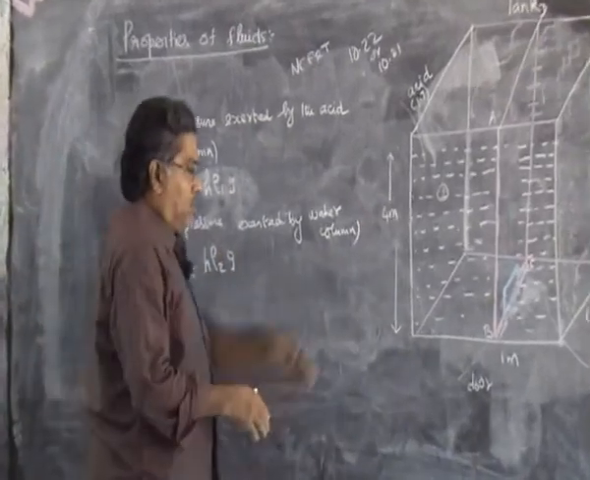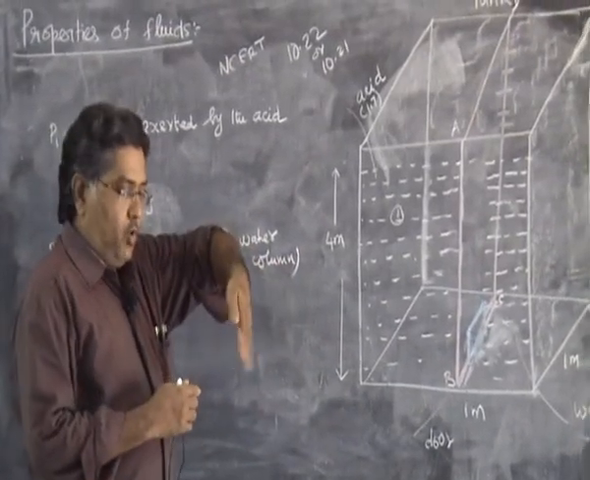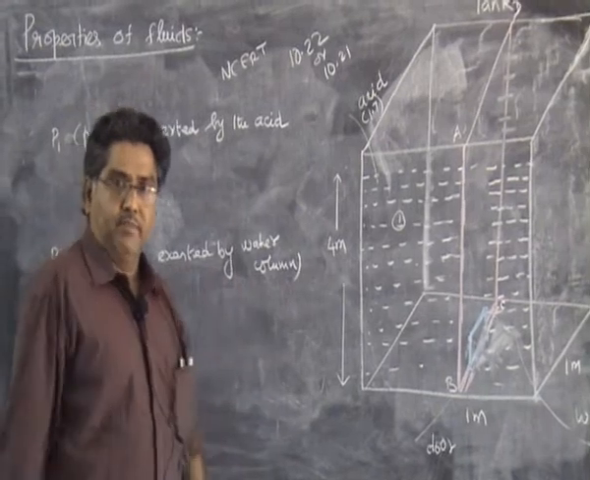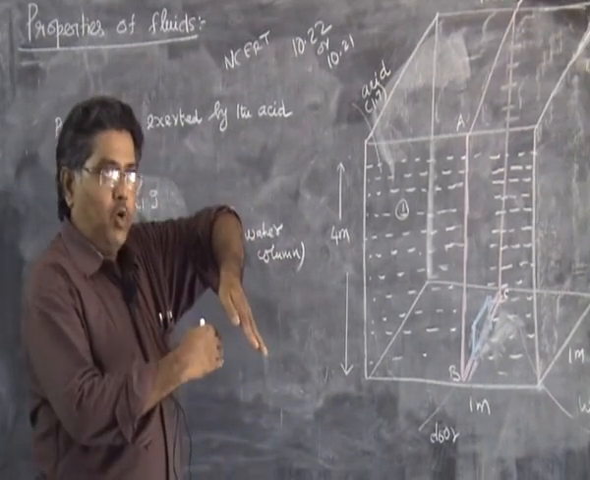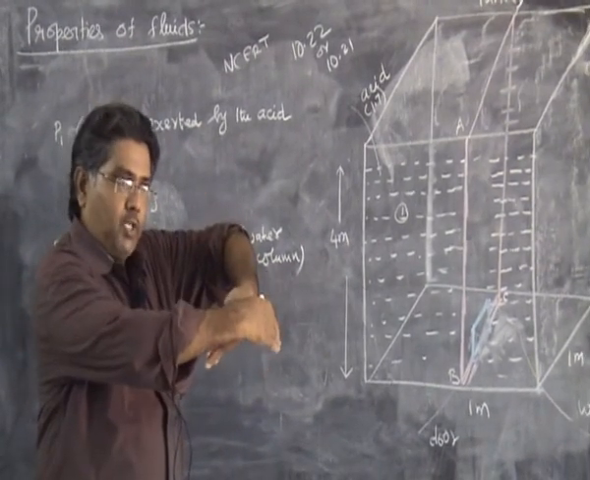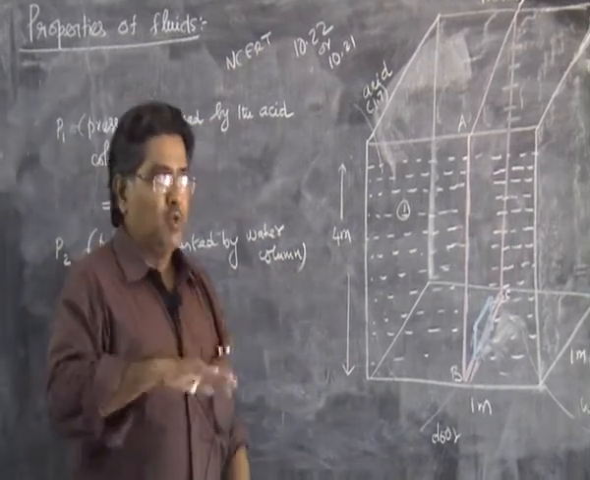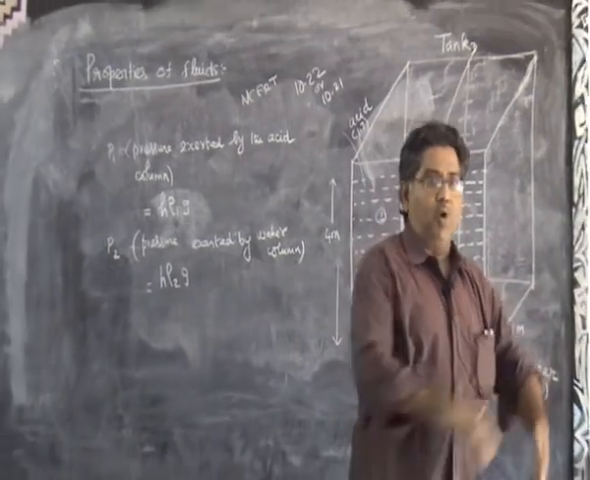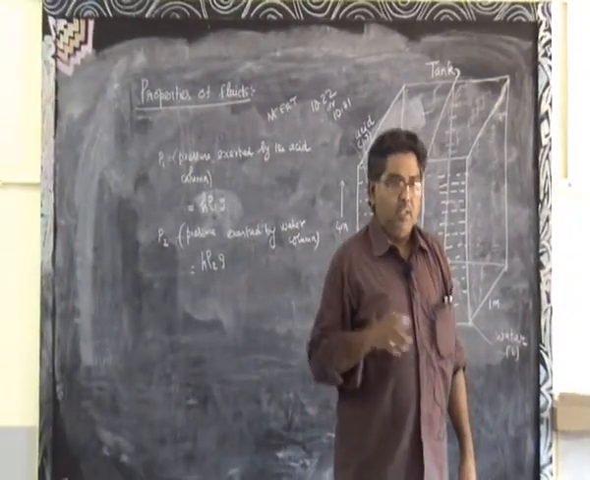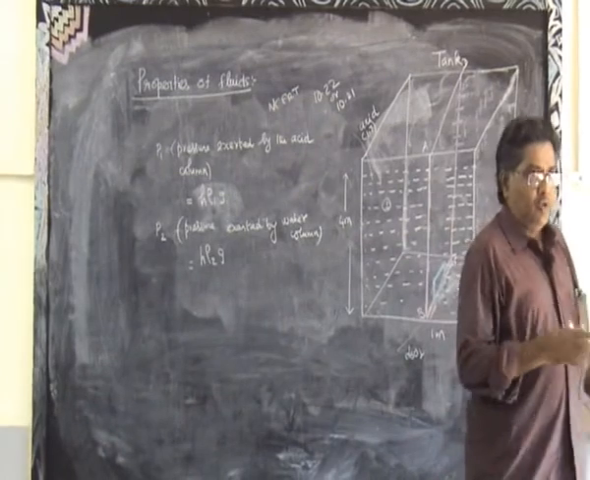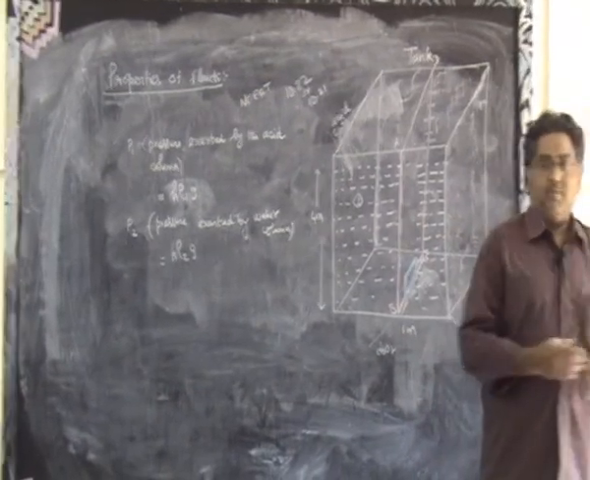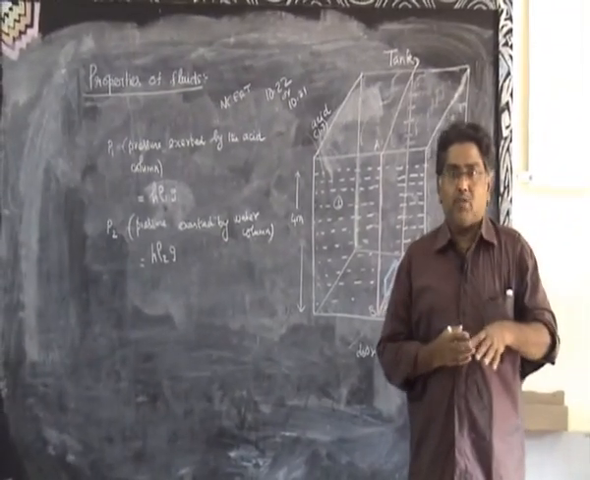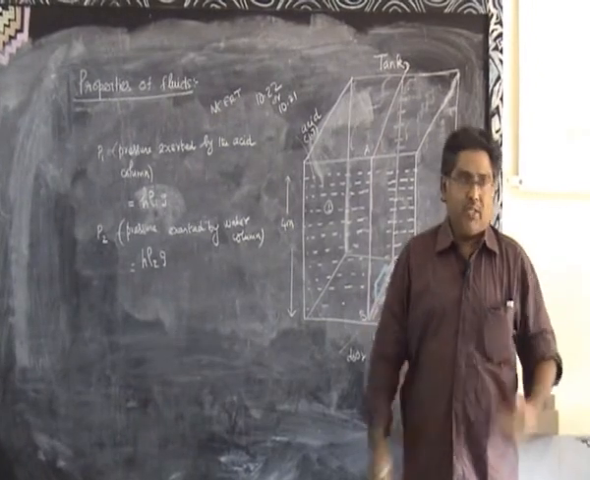Now, when will the door open? The door will open because of the excess of pressure. Suppose this side pressure is more, the door will open. This side pressure is more, the door will open. Therefore, you will have to do something so that there is no difference in pressure on either side. Is the logic clear? Somehow the difference in pressure should be adjusted.